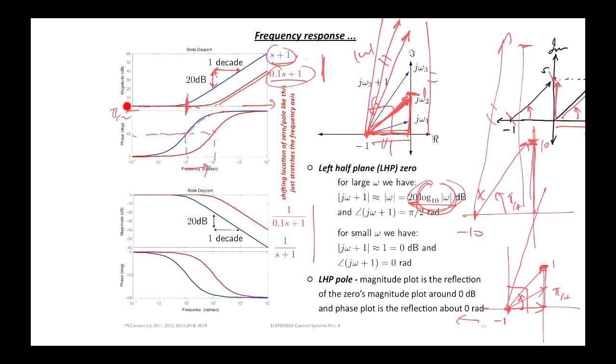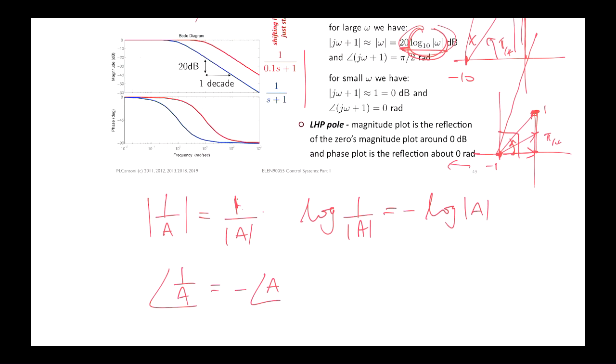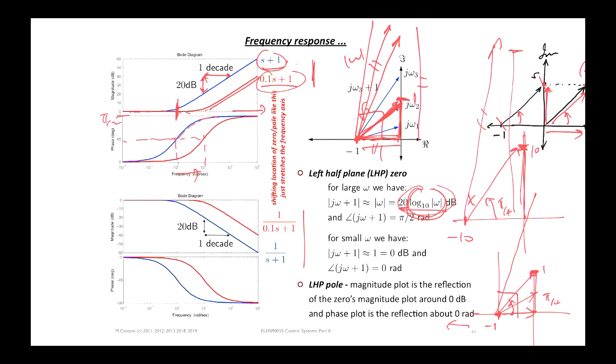It mirrors it in the 0 dB line, and so instead of going up, it goes down. And the phase of 1 on A is related to the phase of A in this way. It's just multiplication by -1, and so you see that this just flips again in the 0 radians axis. So where these kick up is determined by where these things are equal to 0.